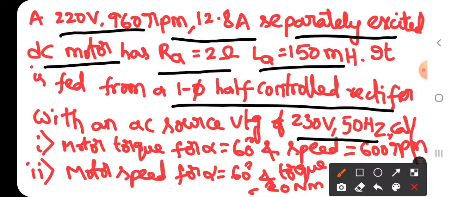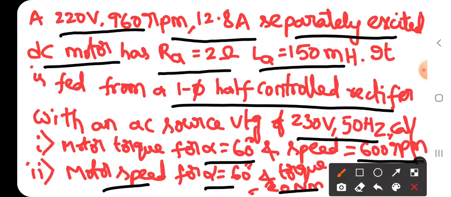Then what is the motor torque for alpha equal to 60 and speed equal to 600 rpm? And what is the motor speed for alpha equal to 60 and torque equal to 20 Newton meters? Then how do we solve this problem?